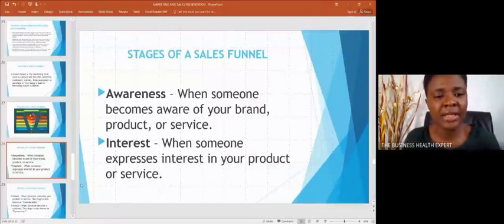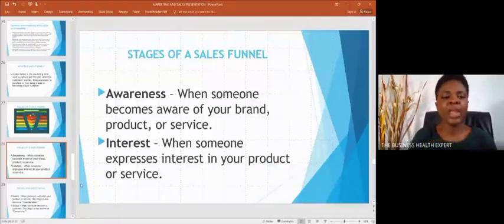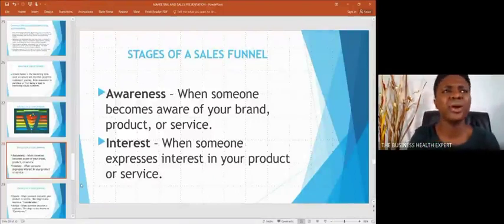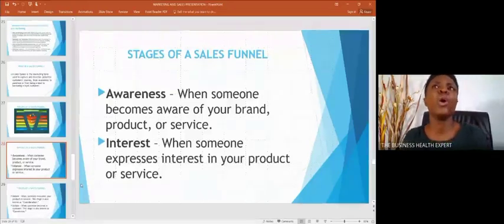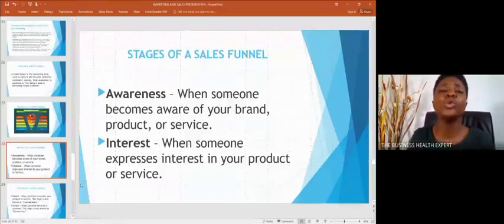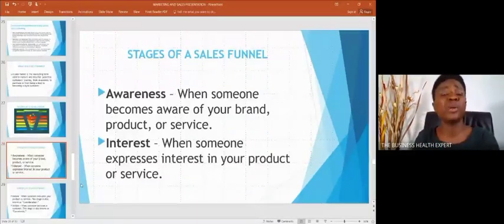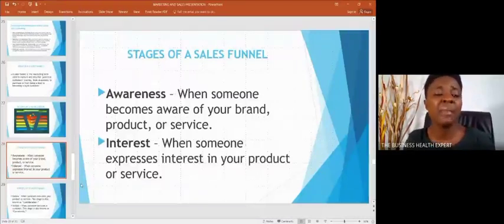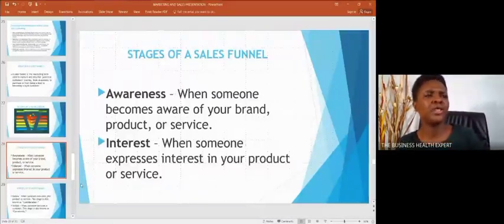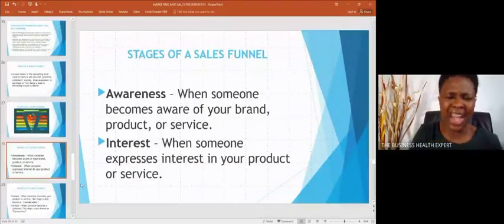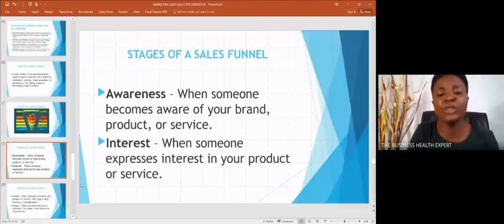So another stage of the sales funnel is interest. When someone expresses interest in your product or service, when someone says, okay, I have been hearing about this product, I've been hearing about this Nivea product. What's it about? And the next time I go to the mall, the next time I go to a supermarket, I'm going to check out if it's going to be affordable for me. If it's going to serve my purpose, I will start making inquiries from people. Oh, do you use Nivea Choco product? How is it like to you? That stage is the stage of interest. They are already aware, and now they are looking at what you can offer.